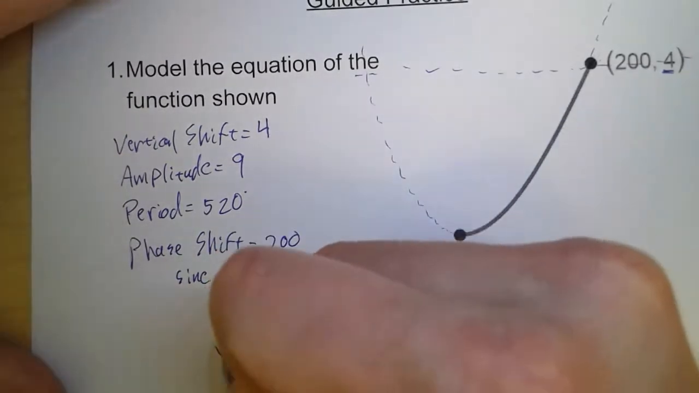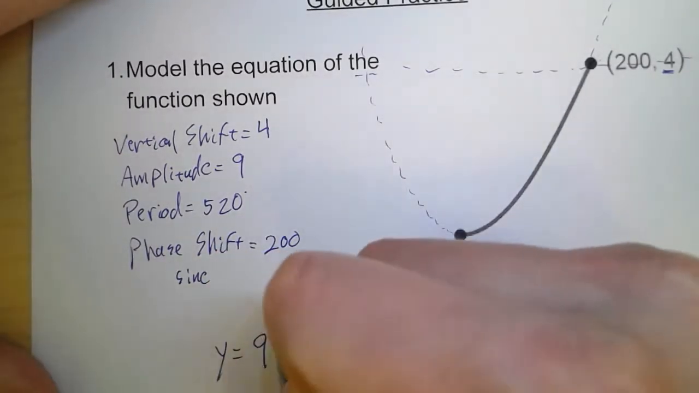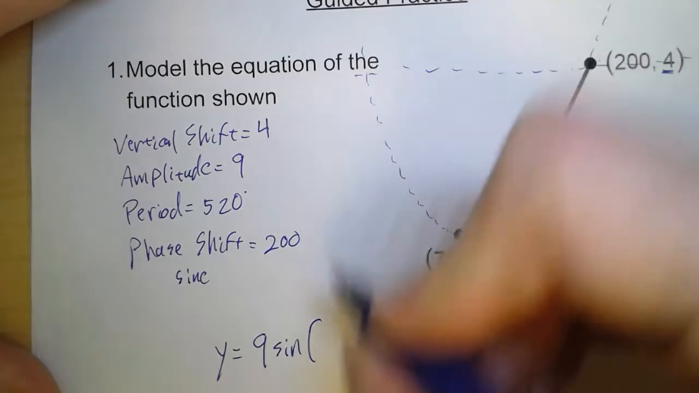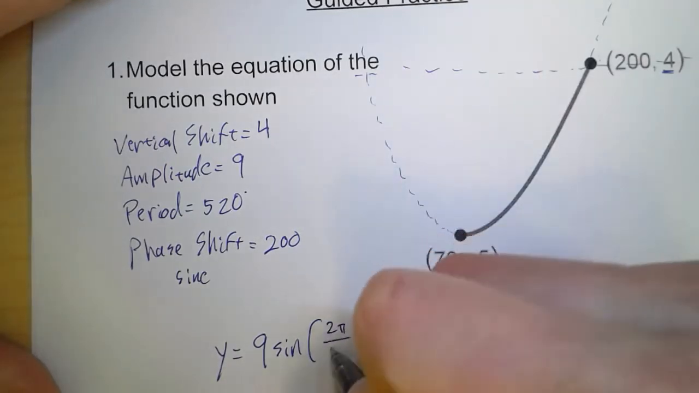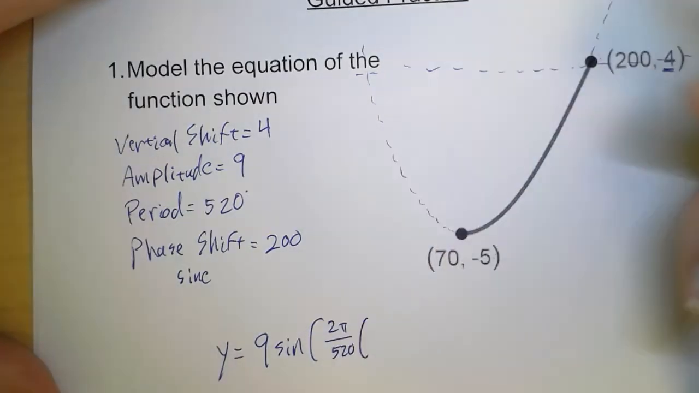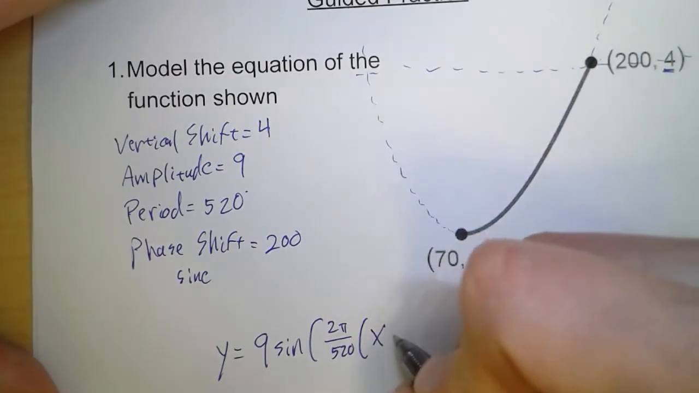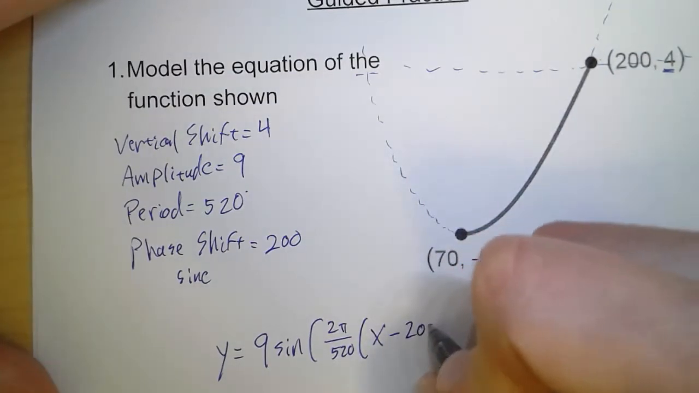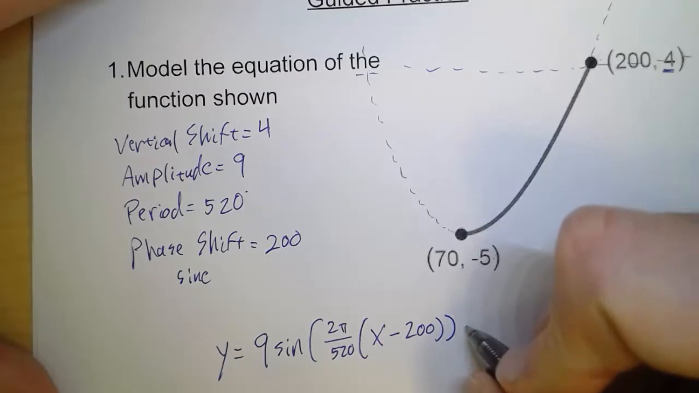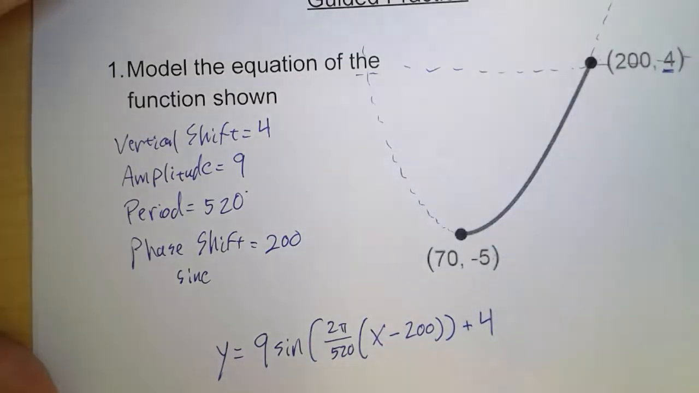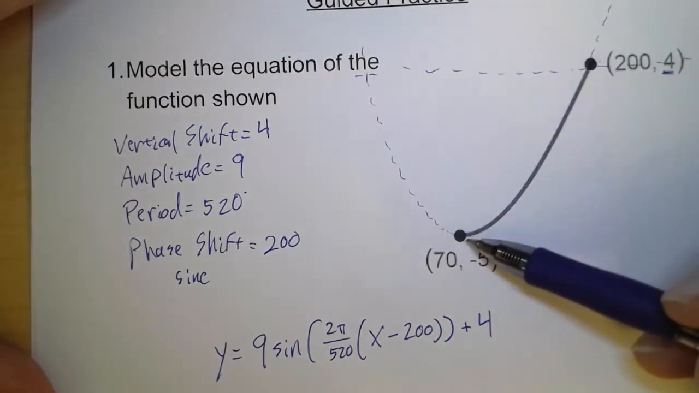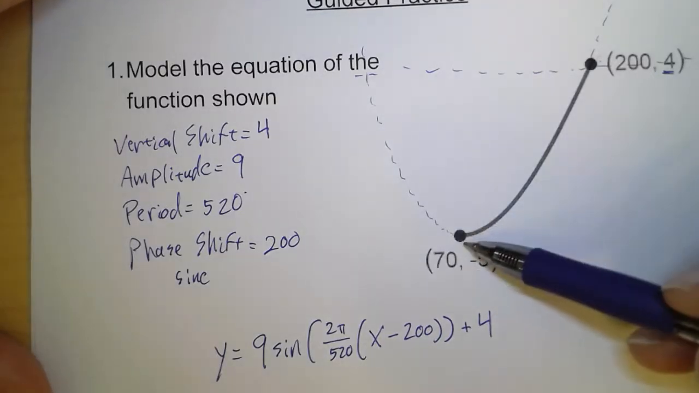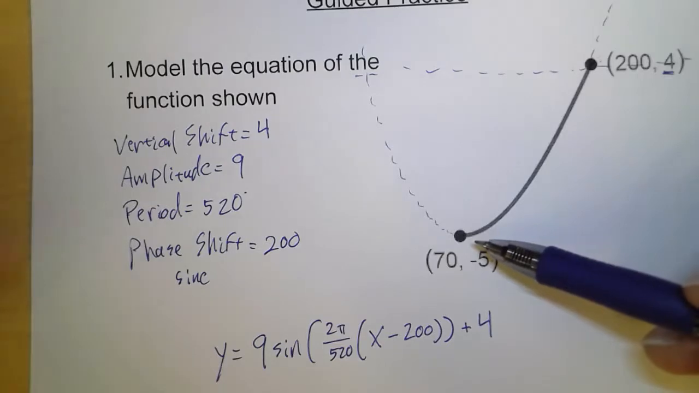So our equation is going to be 9, that's our amplitude, sine of 2 pi over 520, or you could use 360, that works too, times x minus my phase shift, which is 200, plus the vertical shift, which is 4. Had I used this point for the phase shift of 70, that would have been a negative cosine graph.